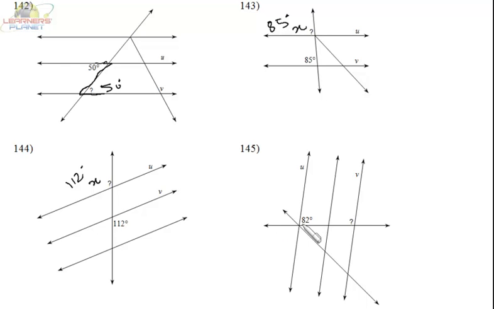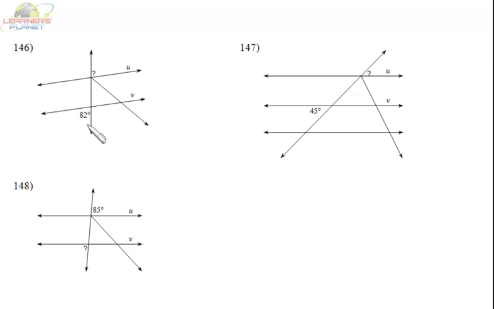In this case, suppose we skip this line. So 82 and this missing angle are both interior angles on the same side, and if their sum is 180, the lines U and V will be parallel. So if it is 82, the other has to be 98. So the lines U and V will be parallel.